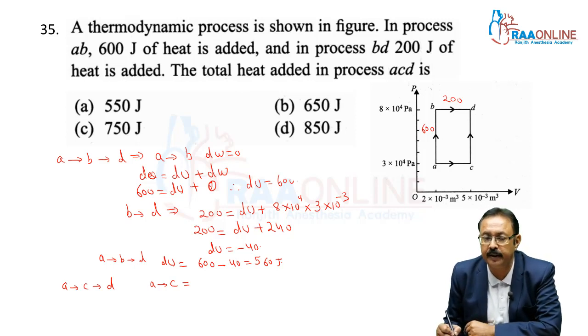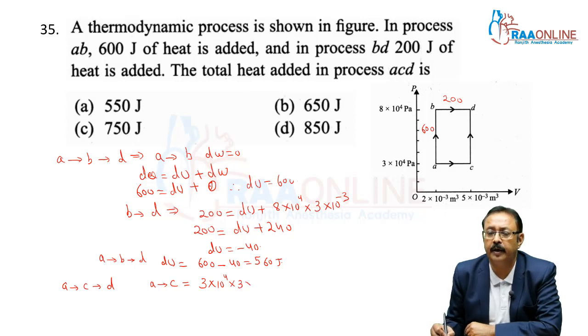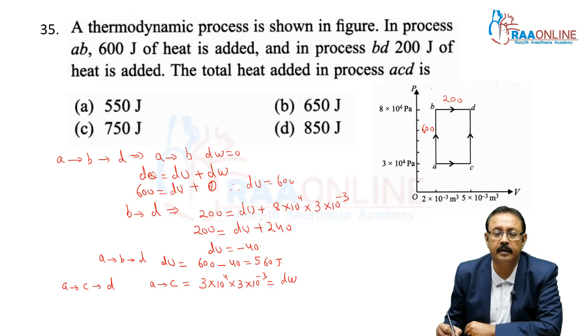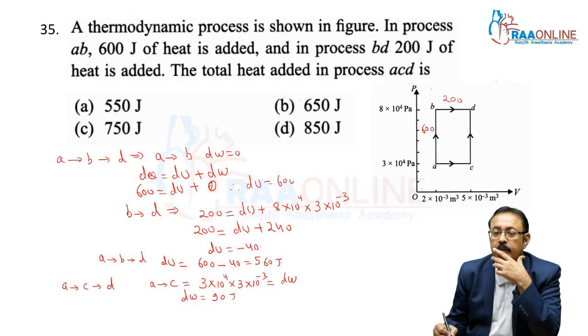From A to C, we have to do work: pressure into change in volume. It is 3 into 10 to the power minus 3. This work you have to do. So work done in this process is 90 joule. It is 3 into 3, 9, 90 joule. C to D, no work.